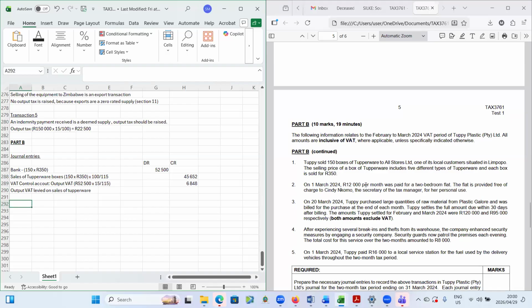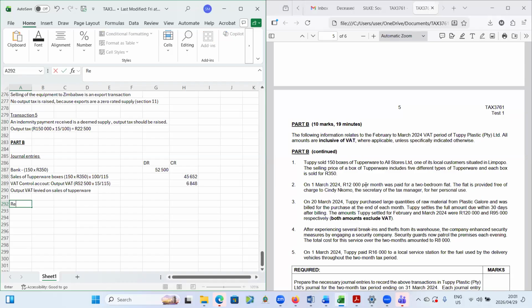Then we go on to transaction number 2. On 1 March 2024, 12,500 per month was paid for a 2-bedroom flat. The flat is provided free of charge to Cindy Nkomo, the secretary of the tax manager, for personal use. Which transaction do we have here? There's a rental expense, isn't it? And the bank is losing money because the vendor is paying, isn't it? So the bank is credited, the expense account is debited.